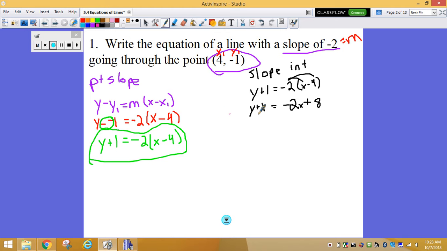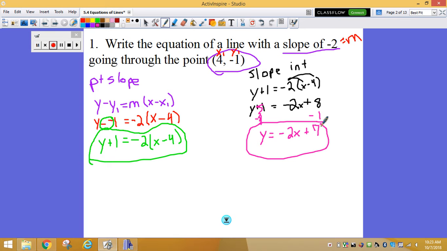Okay. Next up, to get y by itself, I need to move this 1. The opposite of plus 1 is -1. Now I'm going to put it underneath the 8 because that 1 is a whole number. It doesn't have an x, so I can't combine it with the 2, only with the 8. So I'm going to bring down -2x, and 8 minus 1 is a positive 7. So this is my answer in slope-intercept form.